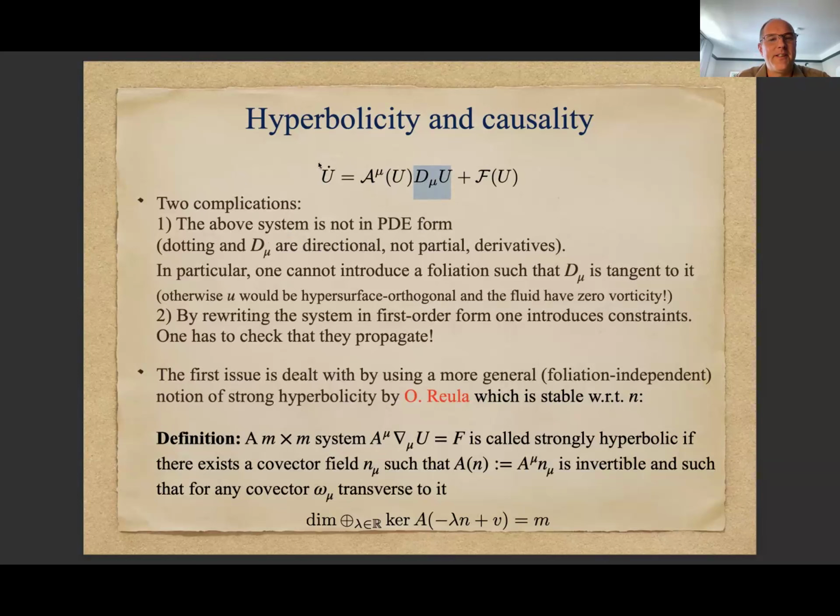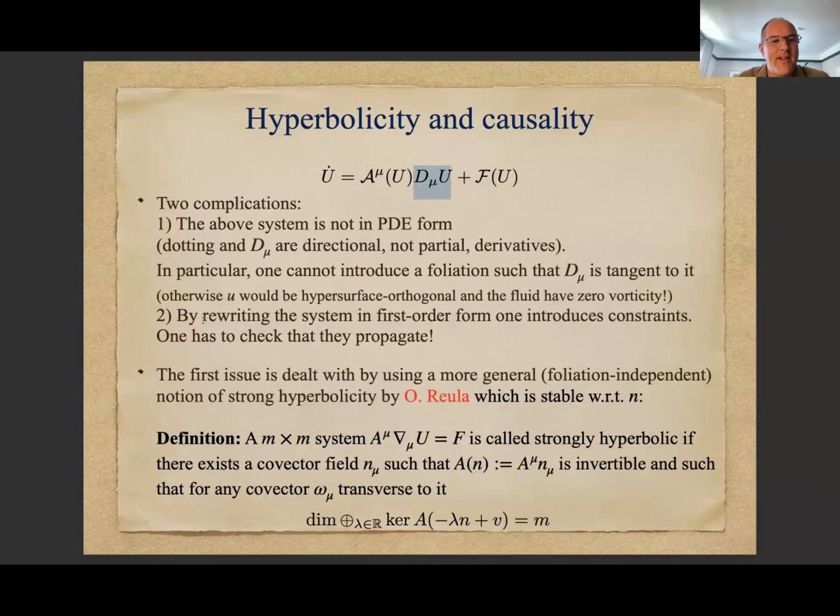Okay, I mean, you could write it directly. You could translate this in PDE forms if you could find a foliation where this d mu operator would be tangent to it, but this is not possible in general because this would mean that u would be orthogonal to these hypersurfaces, and this would mean that the fluid would have zero vorticity. So certainly you don't want to, I mean, that's too restrictive. So you cannot assume that this is actually purely spatial derivatives.